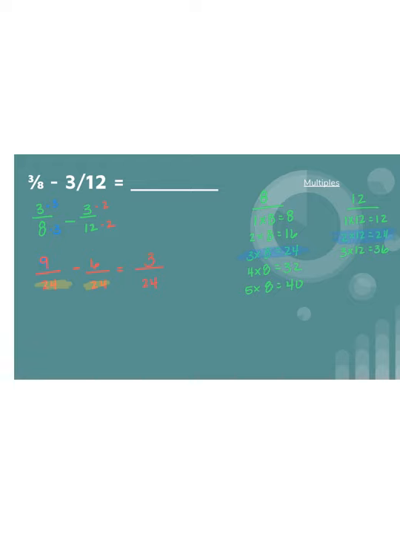And I know I can divide both of those by 3. So I'm going to divide this by 3 and divide this by 3. 3 divided by 3 is 1. 24 divided by 3 is 8. So this will be your final answer.